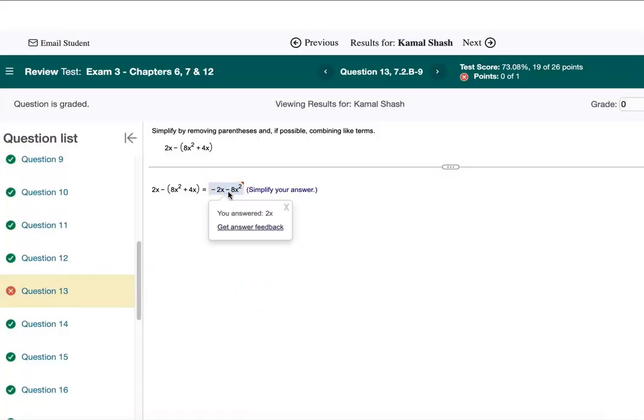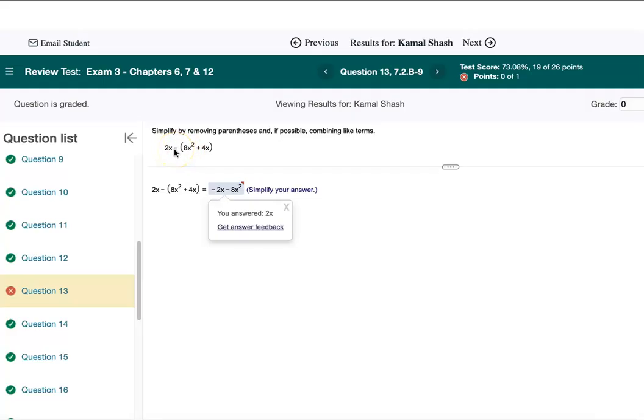Alright, let's see this one. You were missing the minus 8x squared. So again, if you have your work on this one, you could send it to me, but you want to take this negative. This is like a -1 that's being multiplied throughout this parenthesis. So you would take negative and multiply it by 8x squared. So you'd have 2x minus 8x squared.